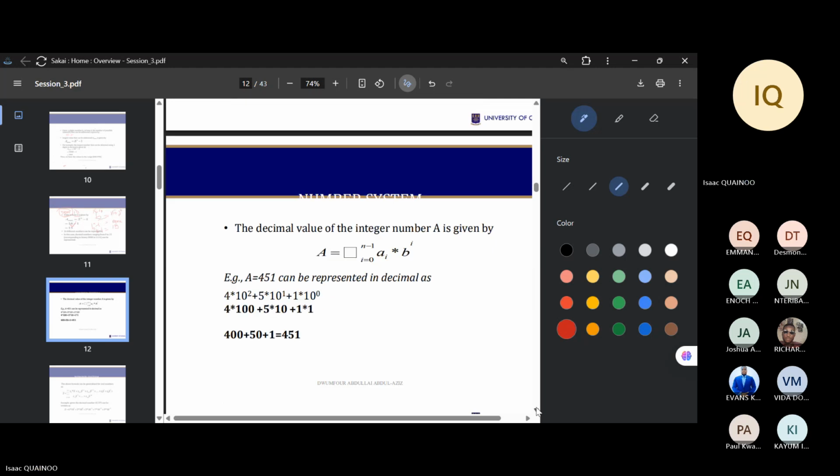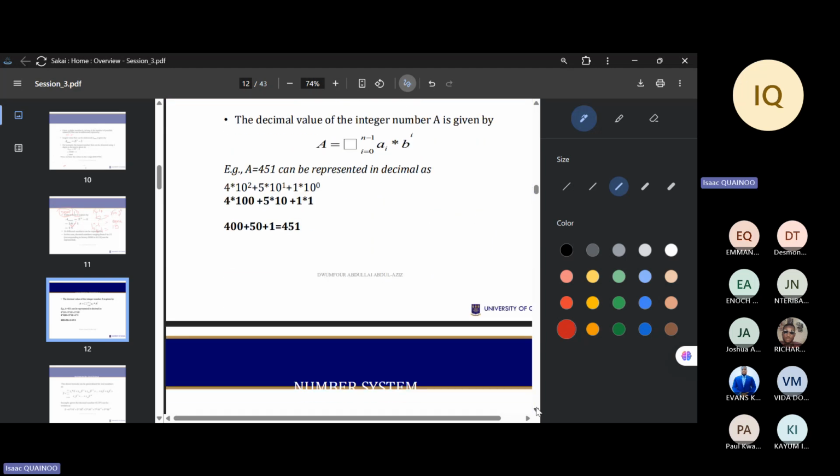Okay, so now let us look at this. What we are saying is that every number, we can represent different numbers. Let's say 451 as we have here. And 451 is in decimal, which is to the base 10. There is something here that we call weight, and the position.